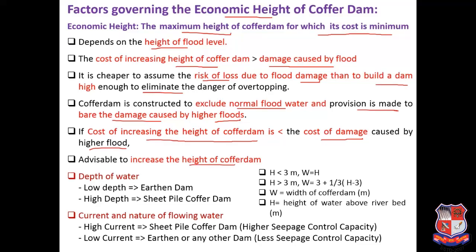Next is depth of water. For low depth water, generally the earthen dam is used, and for the higher depth of water, sheet pile cofferdam is used. For the current and naturally flowing water, for the high current, generally sheet pile cofferdams are used that have higher seepage control capacity, and for the low current, earthen or other cofferdam can be utilized. And this height and width criteria we have already discussed in wood sheeting cofferdam.